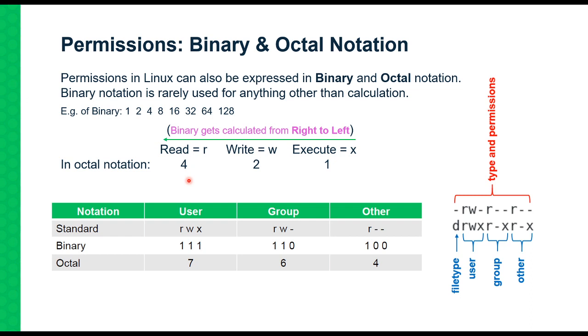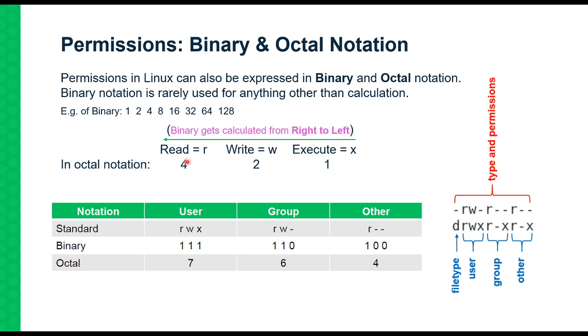So read will always be a 4, write will always be a 2, and execute will always be a 1. So 4 plus 2 plus 1 gives us 7. And that's where this 7 comes from. So let's try to see if we can calculate a read-write permission over here.